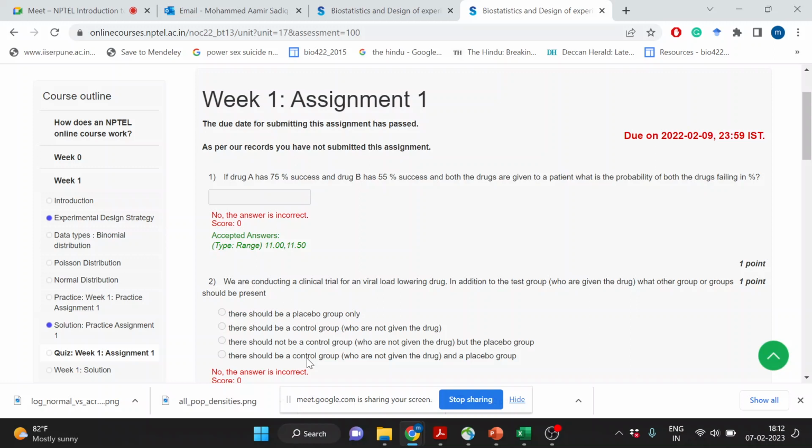So why do you need a control group first? You need a control group to ascertain whether your drug has any effect. A control group is one where you don't give anything to them, but they do have some viral load. If you compare this control group with the group which has a viral load and you give the drug to them, you will know how effective your drug is.